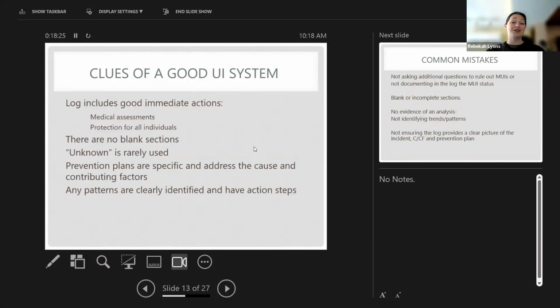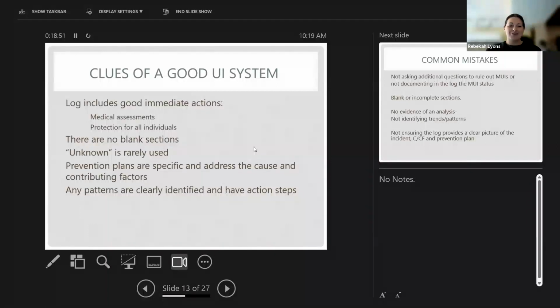I'm also looking for good immediate actions on your incident reports when those come in. Want to make sure the person is safe, that they're getting the medical treatment they need. Police is called if they need to be called. Staff or individuals are separated if there's an altercation, that there's protection in place. Again, I'm looking for no blank sections. I see this all the time. No blanks. Everything needs to be filled out.